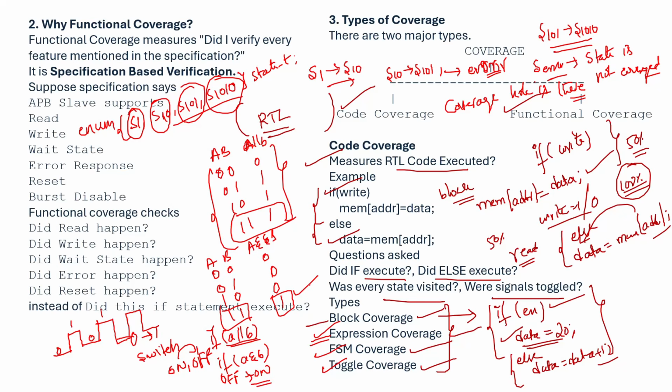Now, this code coverage is related to our design side. How much of the design is exercised, it will tell you. And then functional coverage: it tells you about your specification. So it is related to specification-based verification. That means suppose you are taking some I2C or APB protocol.